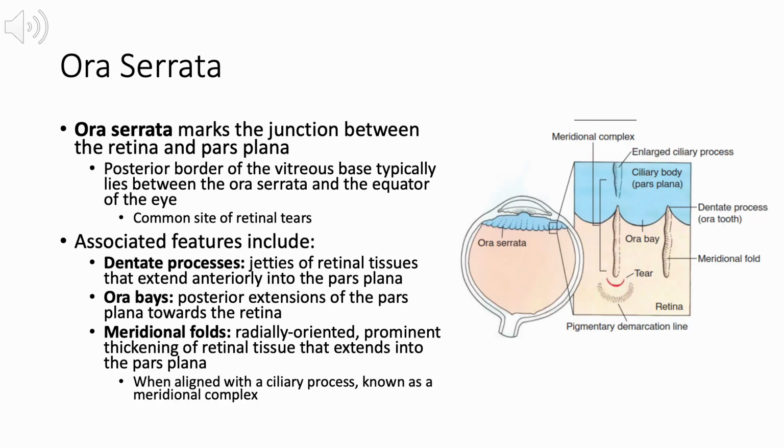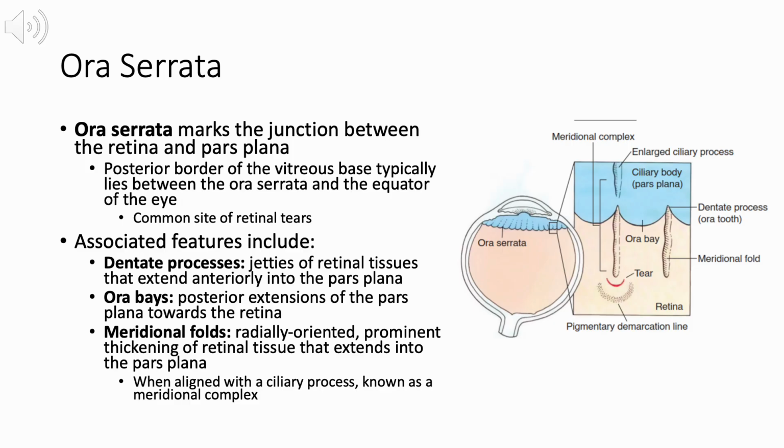This slide focuses on the ora serrata and its associated anatomic features. The ora serrata marks the junction between the neurosensory retina and the pars plana. The posterior border of the vitreous base typically lies between the ora serrata and the equator of the eye, making this region a common site for retinal tears.